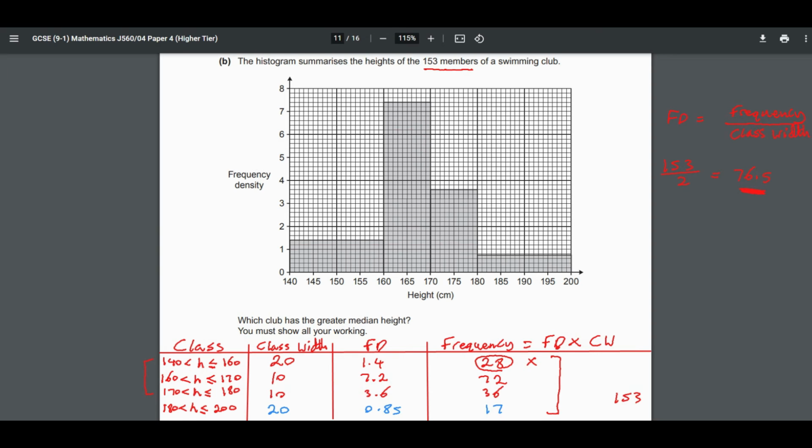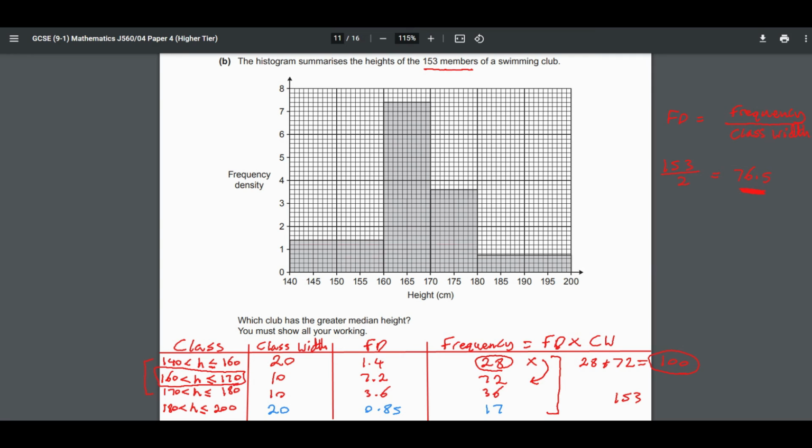Now, if we go to the next one, it's 72, but it's cumulative, so we have to add 28 and 72. And 28 plus 72 is 100. So that means 100 being bigger than 76.5 shows that our answer for the median lies between these two intervals.